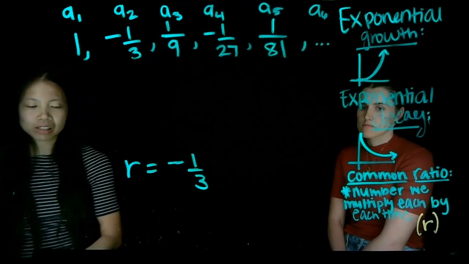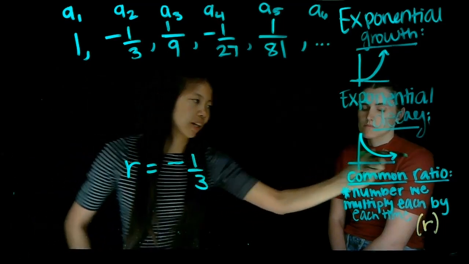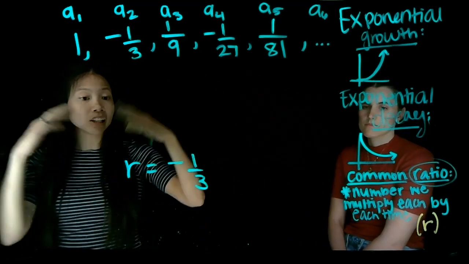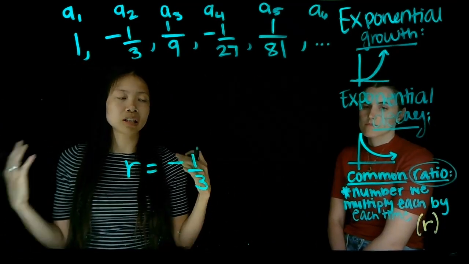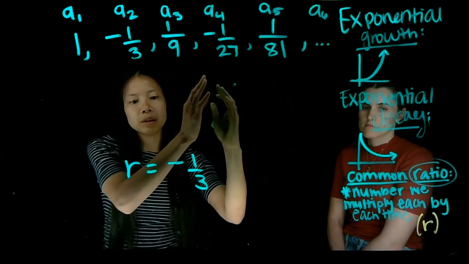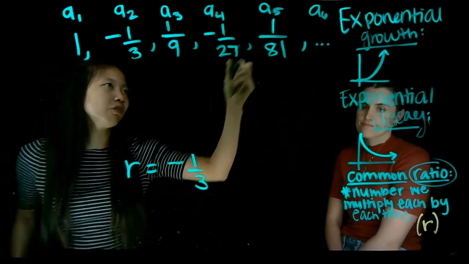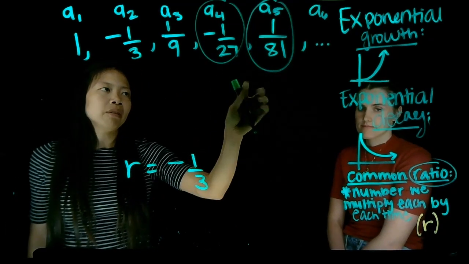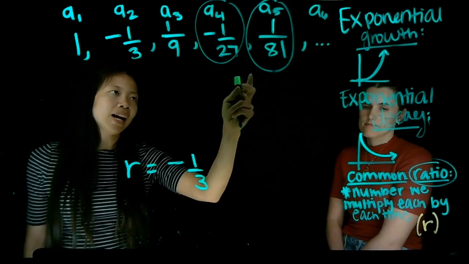And this is actually why it's called a ratio, because a ratio means you're dividing two things. So you can take any two terms next to each other and divide the larger term by the smaller term, and that will tell you what your common ratio is. So let's do it with a sub 5 and a sub 4. If I have two numbers right next to each other, I can divide them to find my ratio.